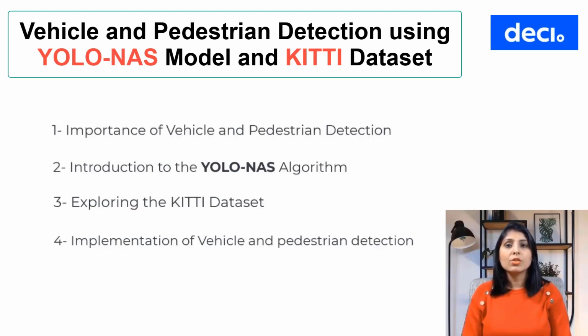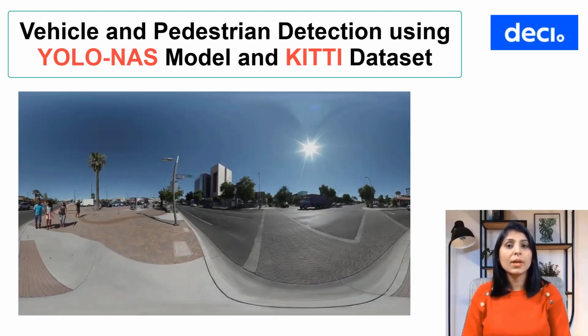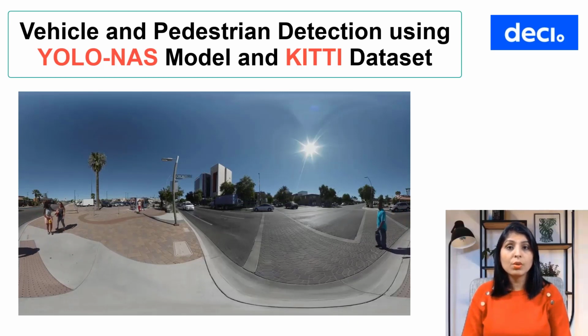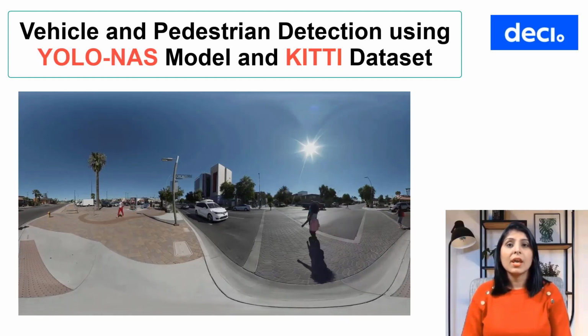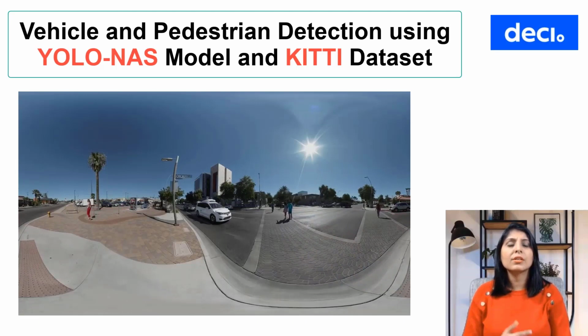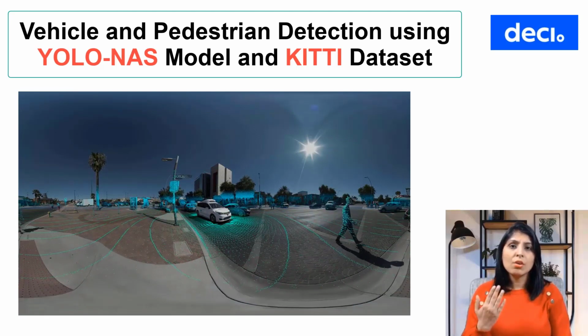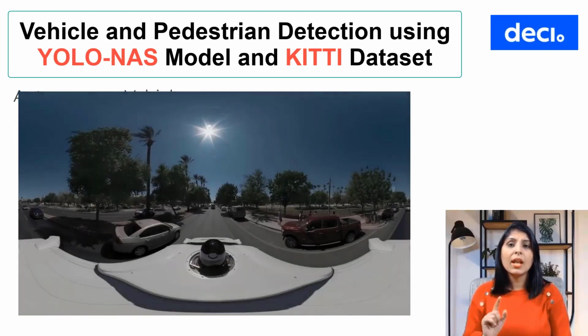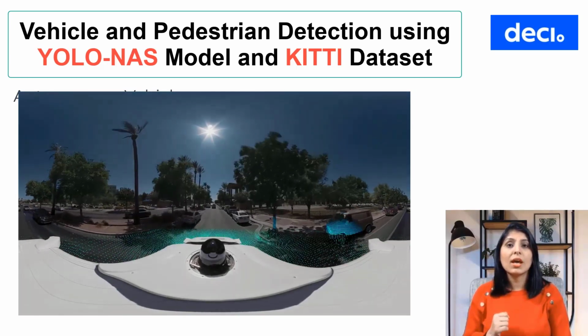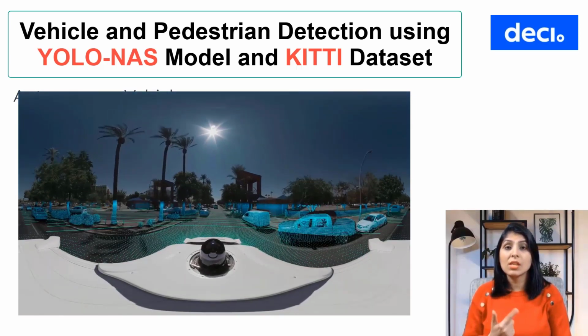So let's start. Vehicle and pedestrian detection are critical components in the development and deployment of autonomous vehicle and smart city applications. These technologies enable machines to recognize and respond to the presence of vehicles and pedestrians in their environment, ensuring safer navigation and interaction with urban settings.